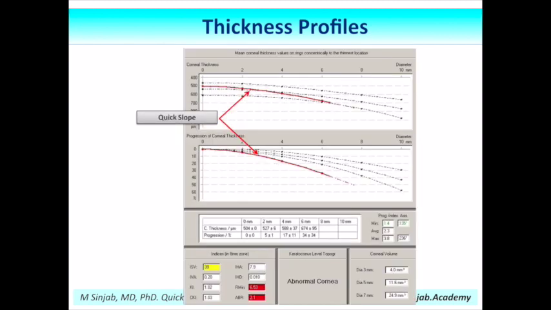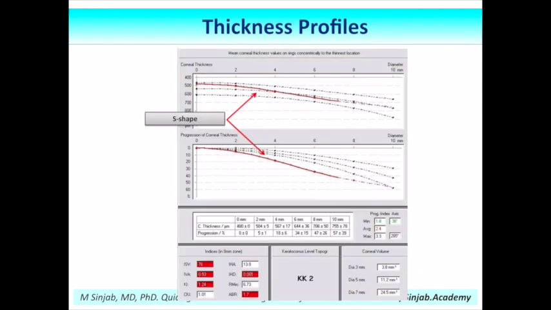Whenever we have a quick slope, it means that the red curve leaves its original passage very quickly before the zone of 6 millimeter. This is abnormal. Sometimes this red curve takes an S shape, which is a very indicative sign of early keratoconus or early ectatic corneal disorders, including ectasia, and sometimes we can find it in forme fruste keratoconus.